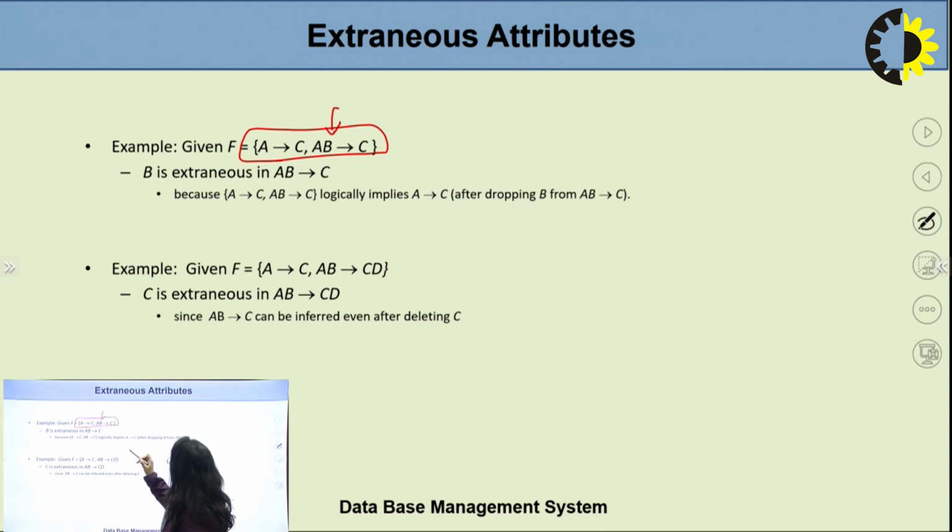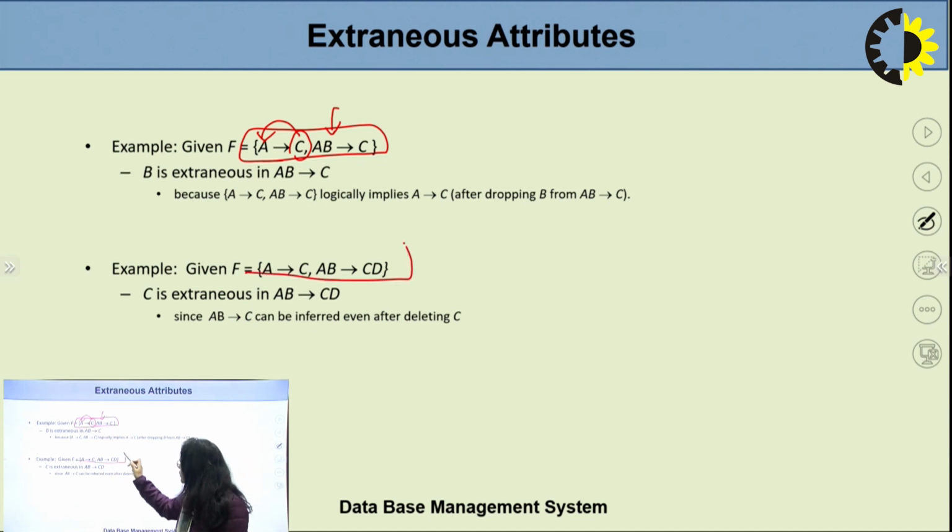Why is this B extra here? Because C can be determined from A. We are writing C can be determined from A. So this B is extra here because C can be determined only from A. Why require B? Remove that. Okay. So we are removing this.